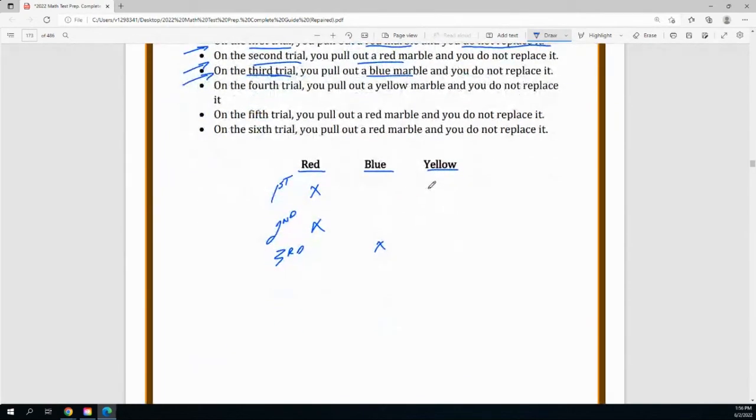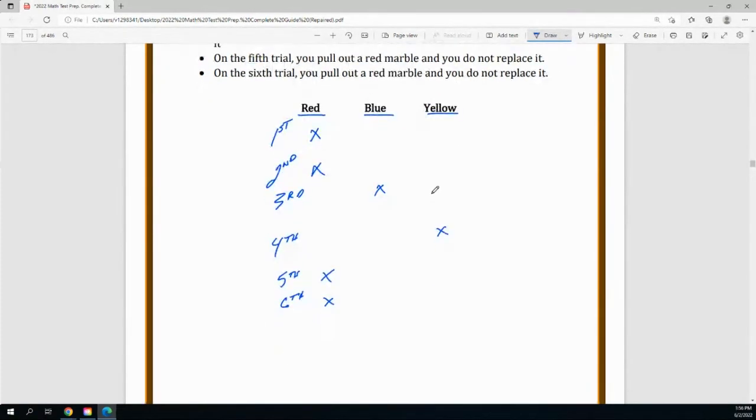I'm going to scroll down a little bit. Fourth is a yellow. Fifth is a red. See that? Sixth is a red.